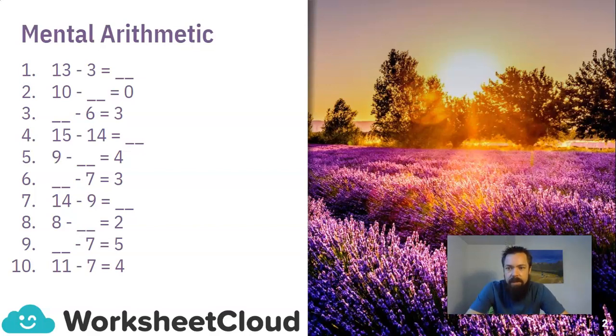Looking at number 6, something minus 7 gives me 3. So the number I started with was 3 more than 7. So 8, 9, 10. So for 6, the missing number is 10. For 7, the answer is 5.